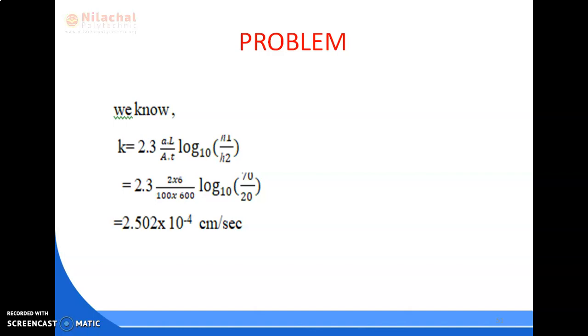So everything is given, and we put in all the values to find the answer. So 2.3 into 2 into 6 by 100 into 600, log base 10 of 70 by 20. So our answer is 2.502 into 10 to the power minus 4 centimeter per second. This is our answer.